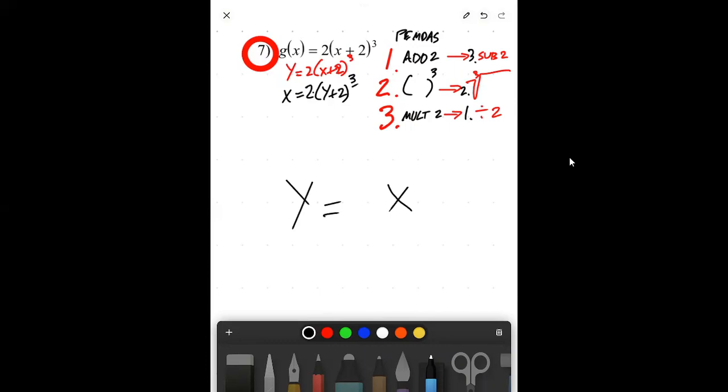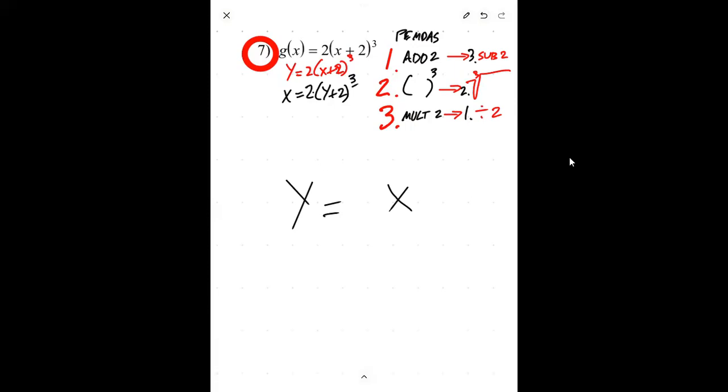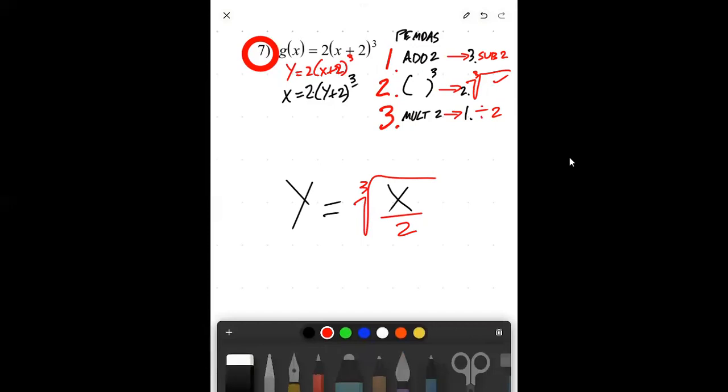We always know that we're going to have x on one side and y should be by itself when we're done. So now all I'm going to do is do what the steps tell us to do. We're going to divide it by 2. So I'm dividing x by 2. Then we're going to take the cube root. And then let me kind of shorten this up a little bit. And then we're just going to subtract 2. And we are done. We are completely done with this. So we just have to write the inverse notation.